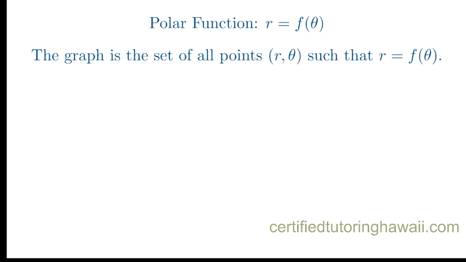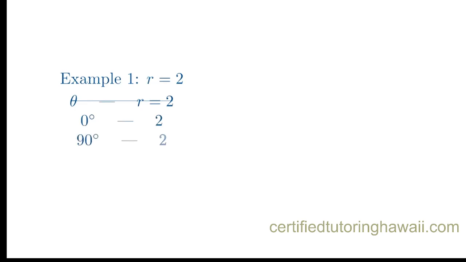Let's make this more concrete with our first example. Our first example is a simple function, r equals 2. Let's find some points to understand its graph. Notice that theta is not in the equation. This means that no matter what angle theta we choose, the radius r is always 2. Let's make a small table of values. We can pick an angle, say 0 degrees. Since r equals 2, our point is (2, 0). At 90 degrees, r is still 2, so the point is (2, 90 degrees). And at 180 and 270 degrees, r is still 2, giving us the points (2, 180 degrees) and (2, 270 degrees).